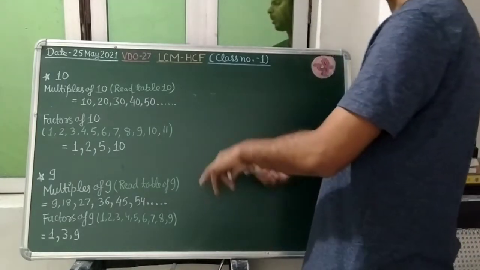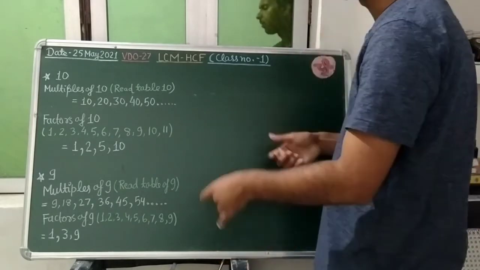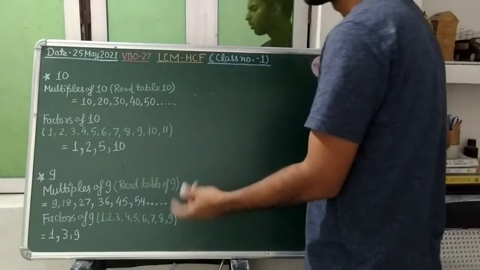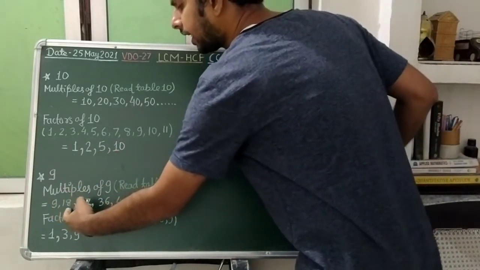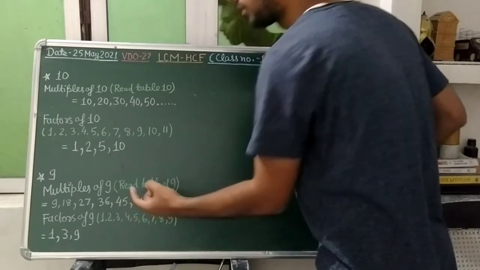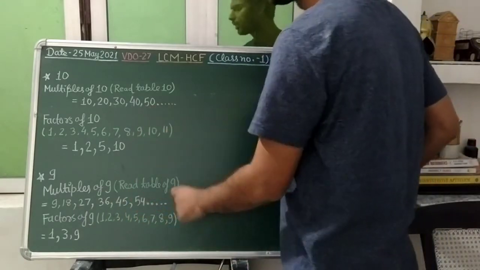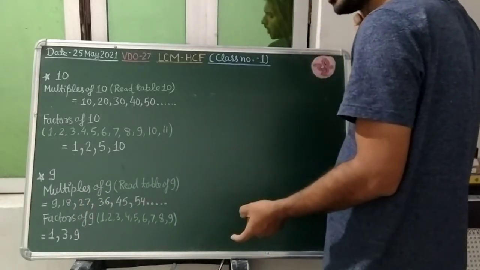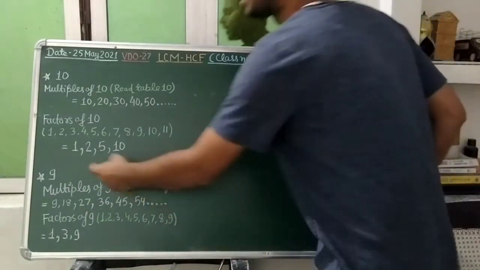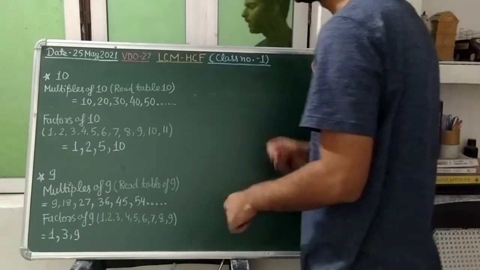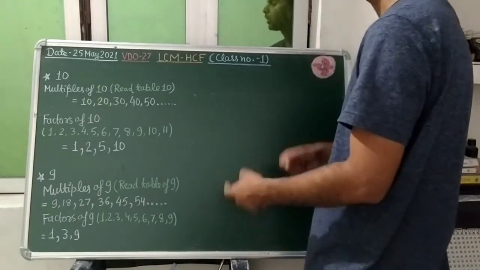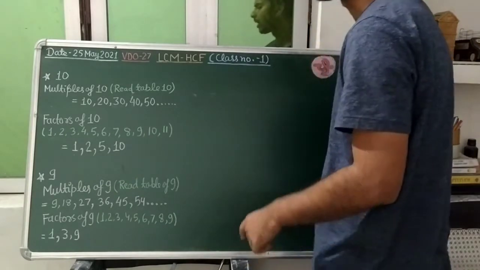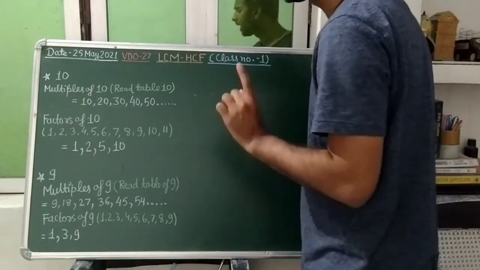So students, here also you are looking that multiples of a number are those numbers which the given number will divide. So multiples of 9 are 9, 18, 27, 36, 45 and 54. So these multiples of 9 are going to be divided by the 9. So multiples of any number are the numbers which the given number will divide.